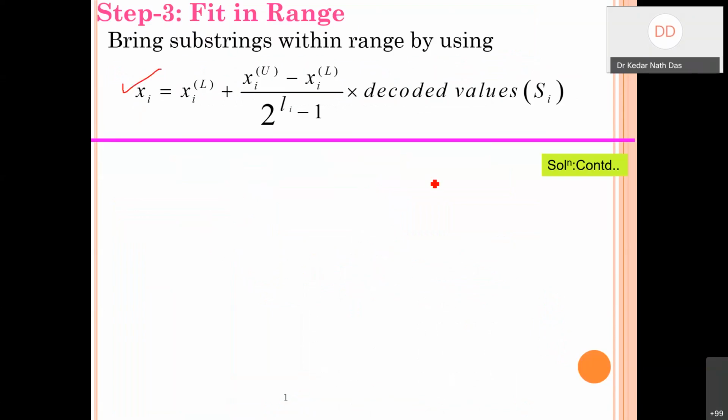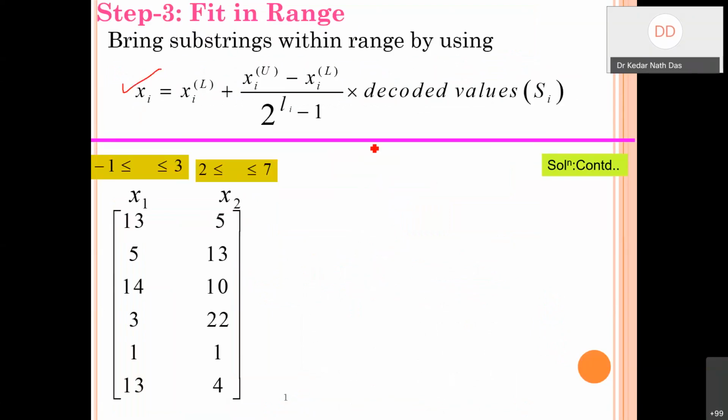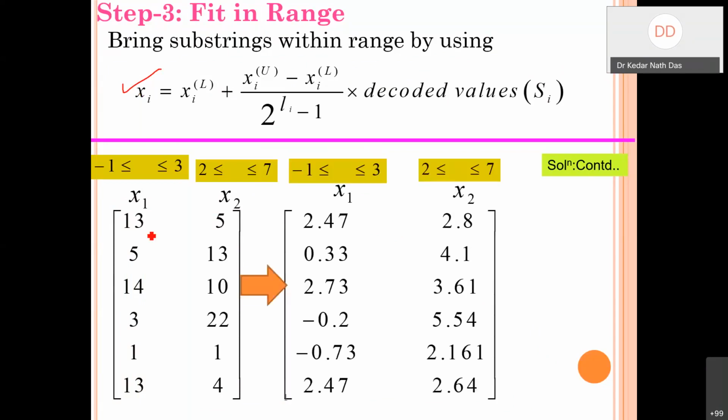So that is the normalization formula, where the lower bound needs to be added. Let us say this 13 has been changed. This is the matrix we got in the earlier slide. Then this is changed to this. How to do that? So let me do it here for you.